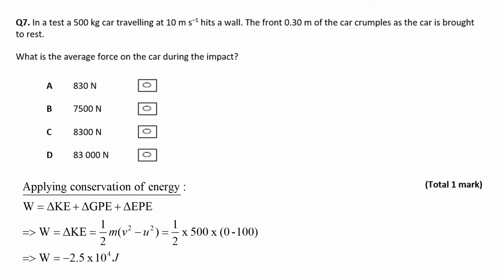Then the total work done will be equal to the average force times the total displacement. So we can divide the work done by the total displacement, and I've just quoted it as a positive number. It's against the motion, so it should be a negative number, but we're just looking for what the force is. So that's option D.